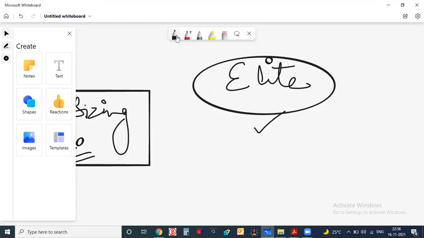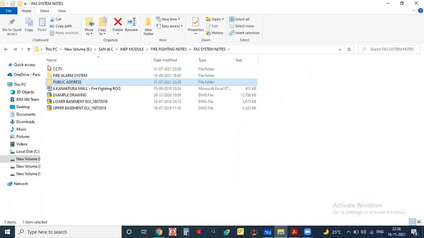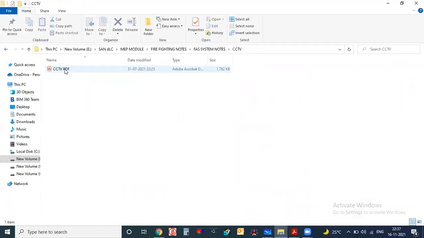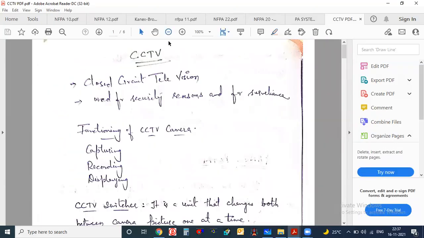Some decibels are given in fire alarm, because our next topic is fire alarm only. So we will see fire alarm, and sound system, voice evacuation. There is one more, I think it is CCTV. Let us see this CCTV also. It is a very small topic, no calculations are given. So I will show you certain things now and certain things tomorrow.